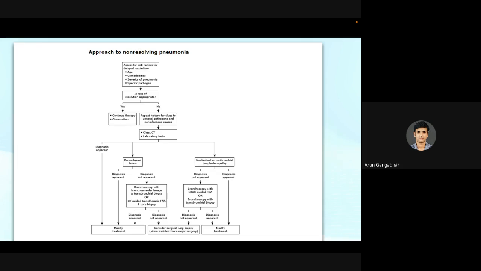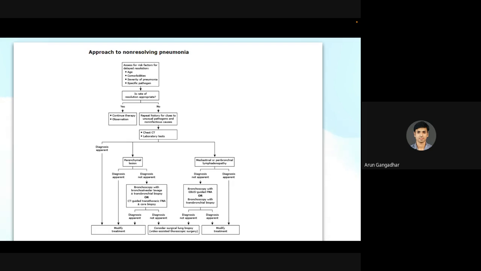Based on the factors that we have, we reassess the patient when the patient has a non-resolving pneumonia. We go in with the various modalities that we have, like chest CT, and other laboratory parameters like procalcitonin, CRP, and serum galactomannan if the patient is immunocompromised. Then we see whether the diagnosis is apparent. If we get a clue, we modify the treatment accordingly. If the CT picks up a lesion, we go in with other modalities like bronchoscopy if needed. If there are multiple mediastinal lymph nodes, we might go in with bronchoscopy along with EBUS or radial EBUS. These are the various approaches to a case of non-resolving pneumonia.